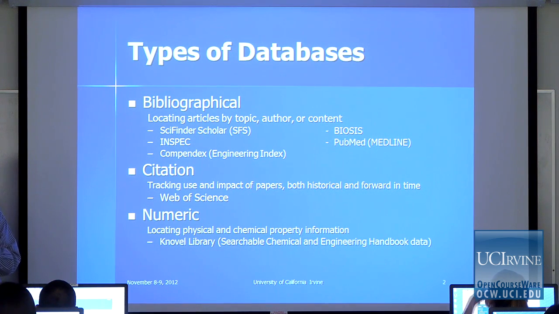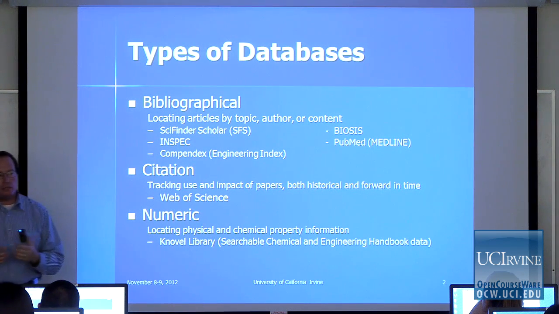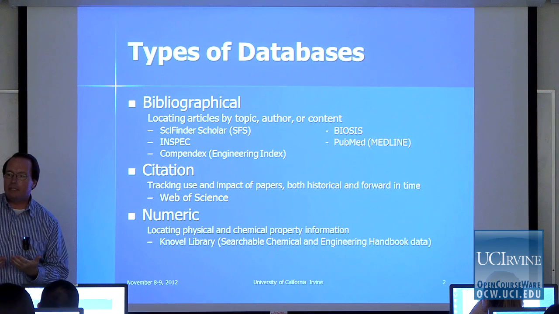I have a certain researcher or group that's been doing work. I want to find more papers like that. And this is probably the one that's most familiar to you. Academic Search Complete is an example of a database like this. SciFinder Scholar, we're going to be looking at that. Web of Knowledge, Web of Science is this kind of a database.